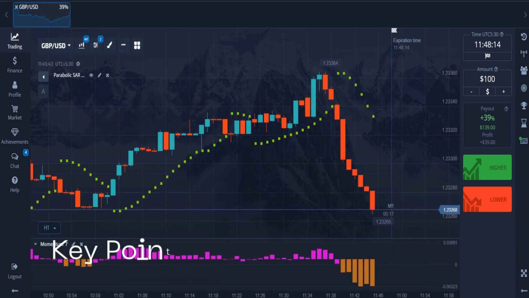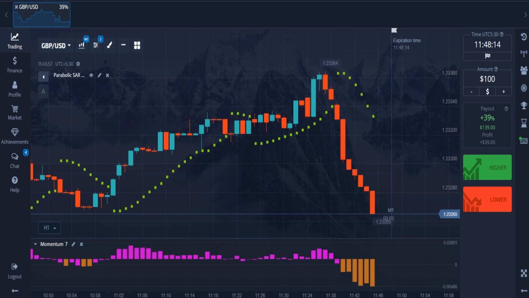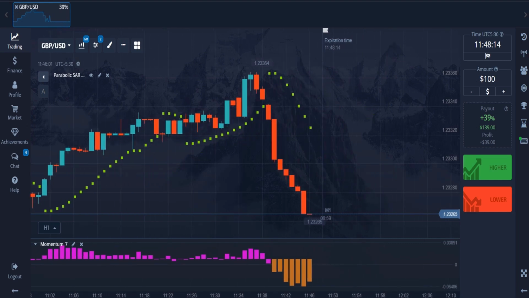Key points. Candle time frame will be 1 minute and expiry time will be 3 to 5 minutes. Avoid trading during news events to reduce risks. This strategy works in all trading sessions, both real and OTC markets. Easy, right? But don't worry if you're still unsure. Now let's take a few live trades together so you can see exactly how this strategy works in real time. Watch closely as I use both indicators to confirm the perfect entry points.